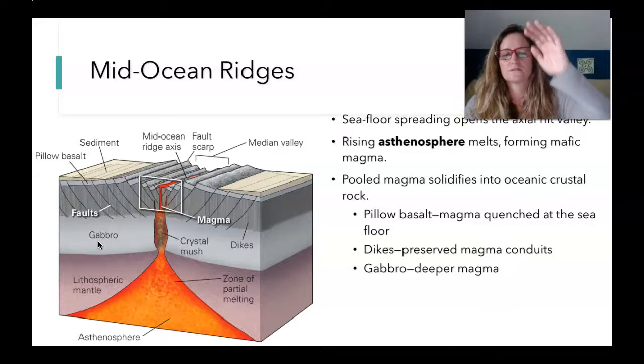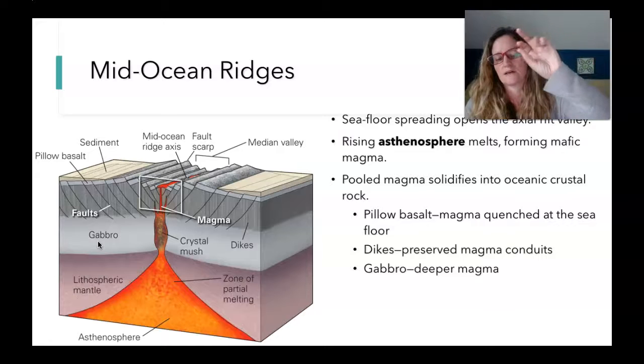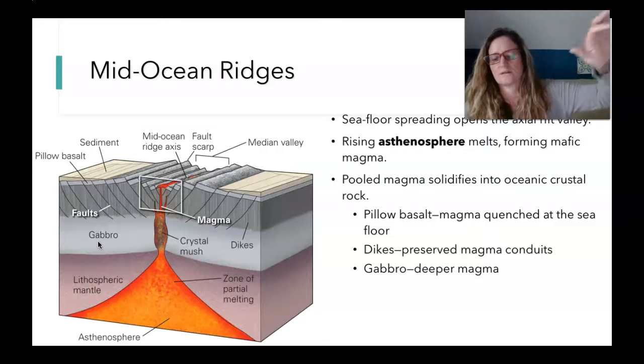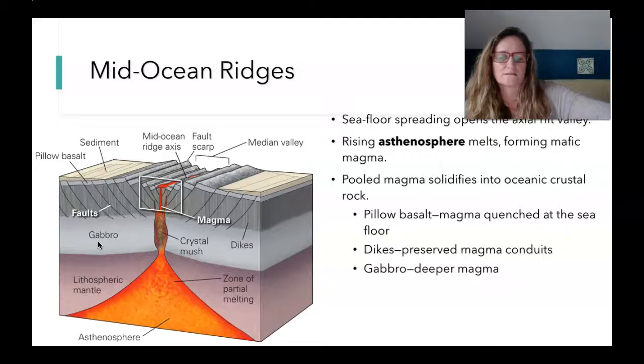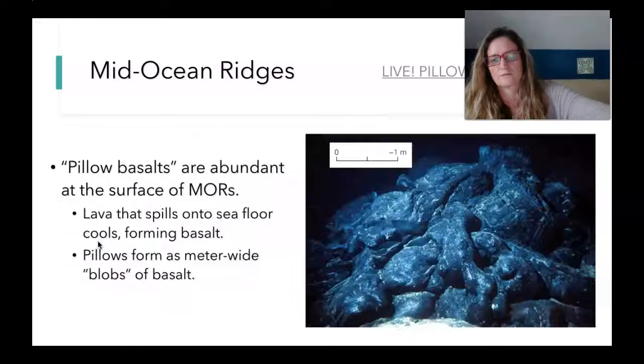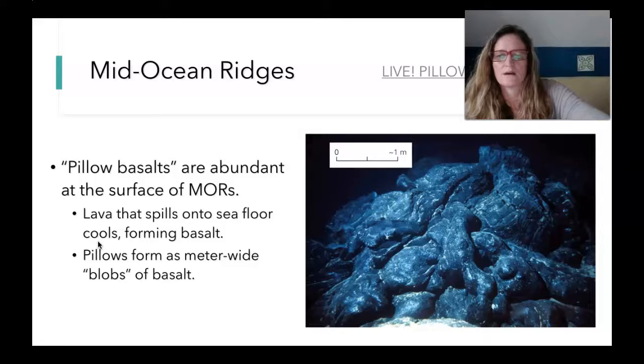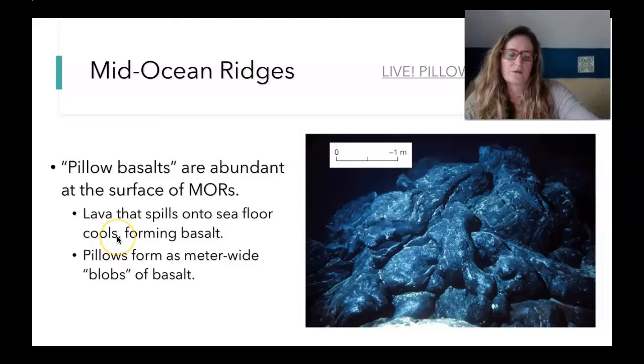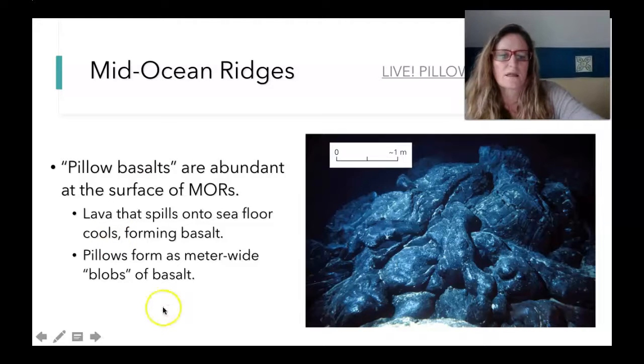So pillow basalts at the surface, followed by the dikes of magma, just intrusions of lots and lots and lots of basalt, and then below that, the gabbros, the crystalline rock with the same chemistry as basalt, but bigger crystals because it cooled underground. All right, so this is what a pillow basalt looks like, kind of lumps and bumps of bulbous pieces, blobs of basalt.